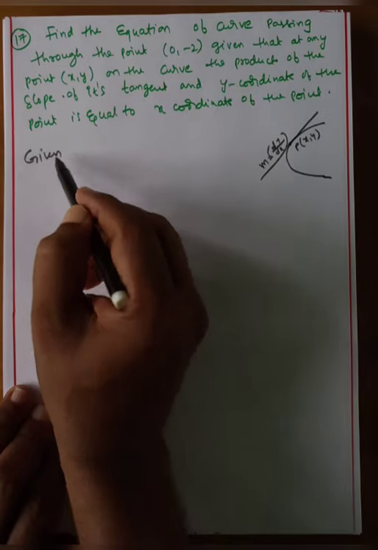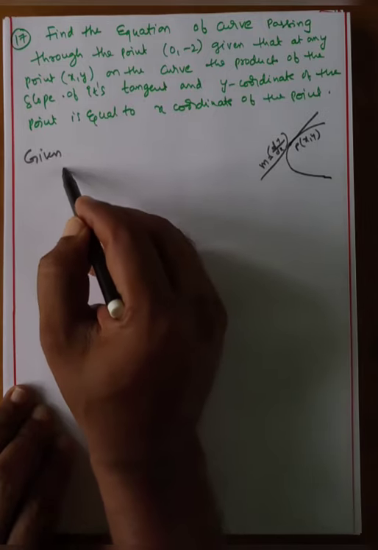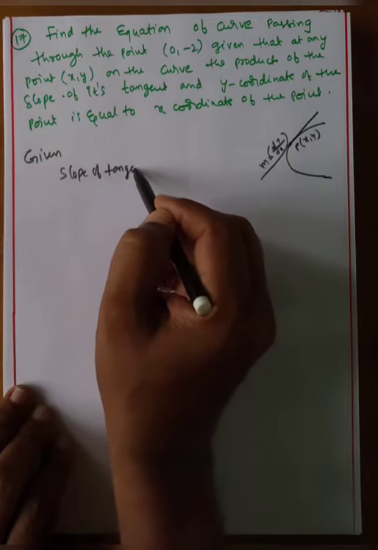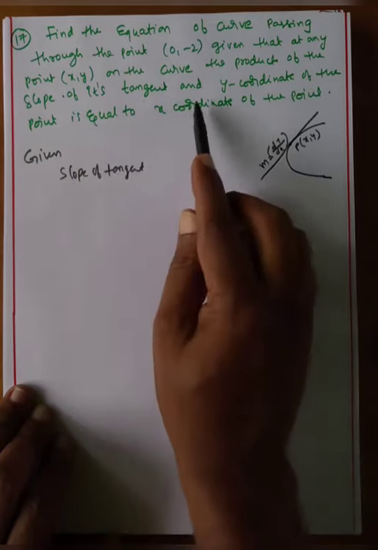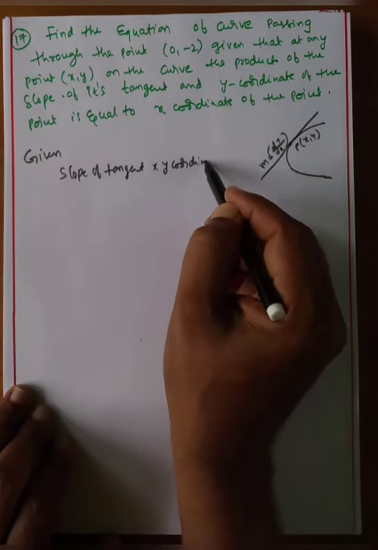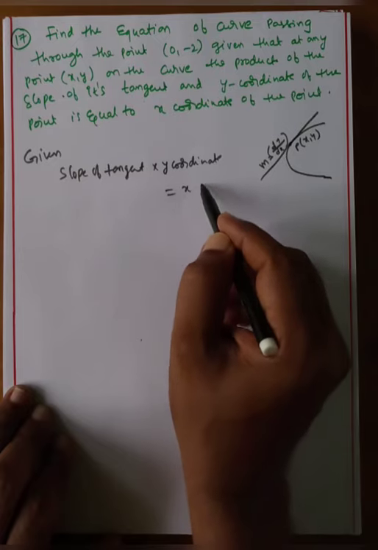Now, given here: the slope of the tangent times the y coordinate is equal to the x coordinate.